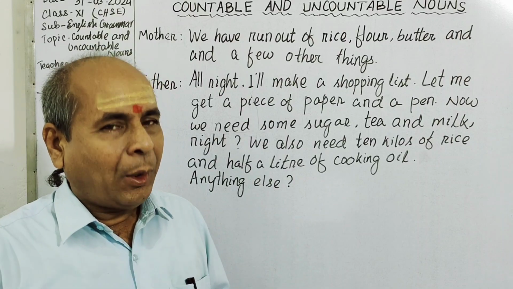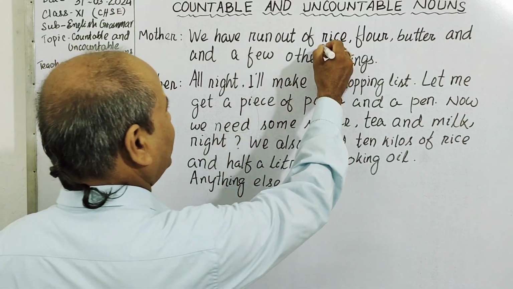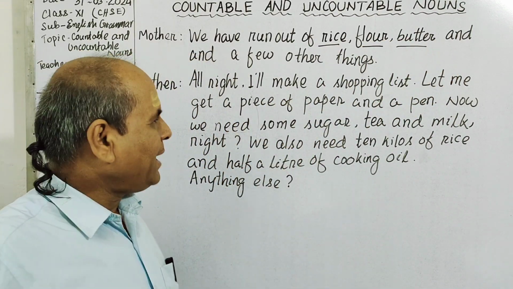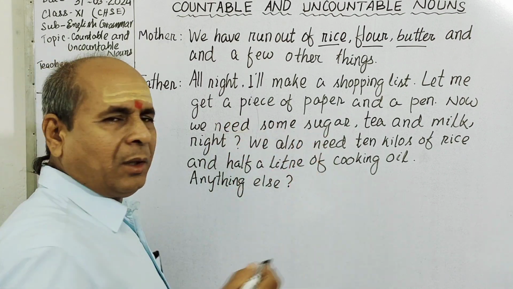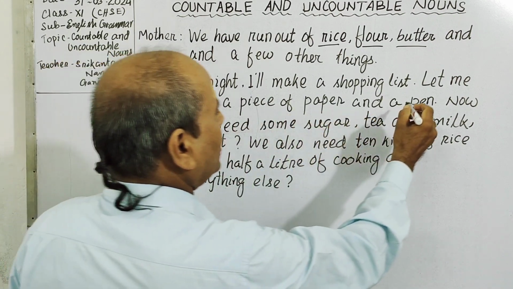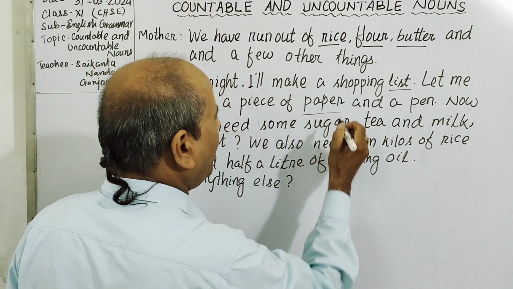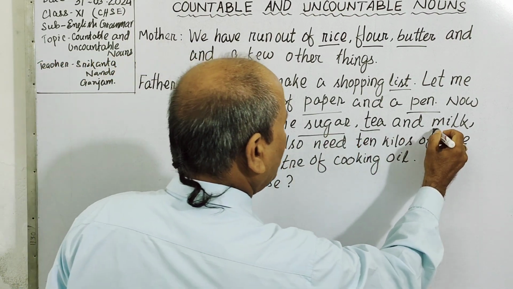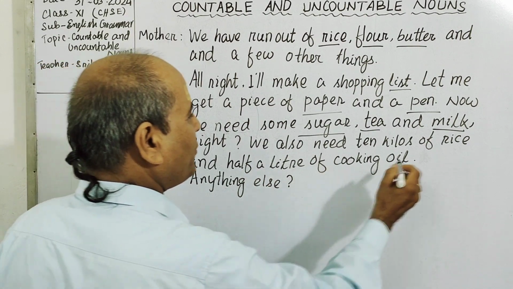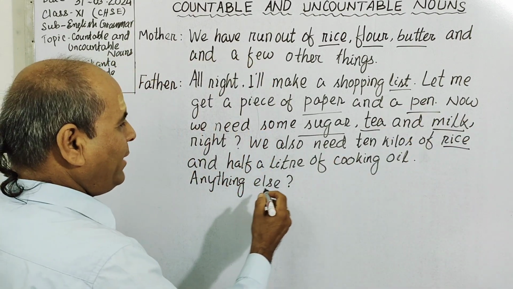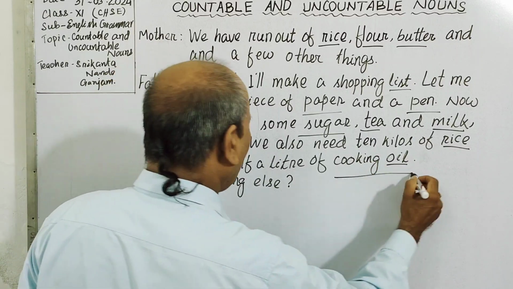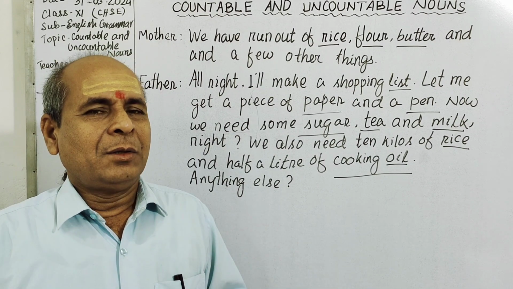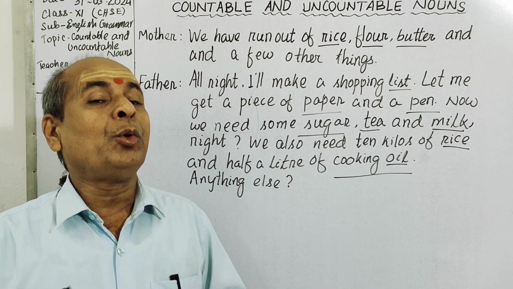Can we find what the nouns are here? Yes, you see, rice, flour, butter and other things. Next, in the second dialogue we can list: list, paper, pen, sugar, tea, milk and also rice and oil or cooking oil. Okay, these are the nouns used in these two dialogues. So can we classify them? Which can be counted and which cannot be counted?